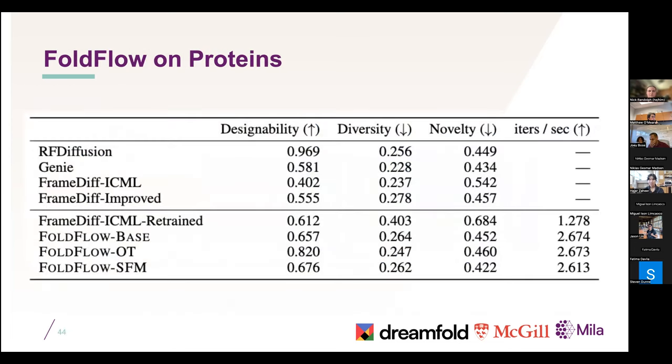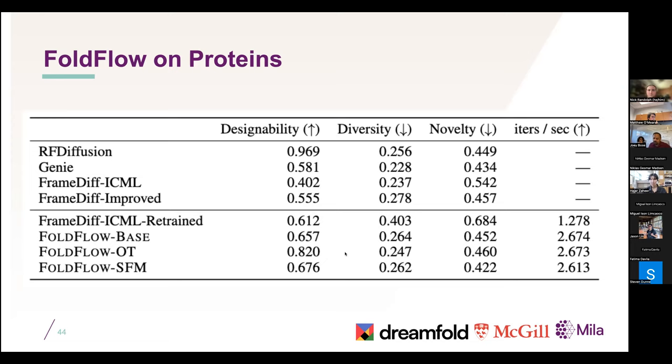So in terms of numbers, for designability, we find that all the full flow models beat out all the FrameDiff style models. I should mention that RFdiffusion and Genie are trained on about a 10x or 100x larger data set and have 4x different model capacities. But really the most natural comparison is with respect to FrameDiff, because in practice, we use their architecture and we use their data set as well. We noticed that there's a significant jump when it comes to using full flow. In particular, if you use full flow OT, this leads to the most designable proteins. So we have 0.82 designability already.